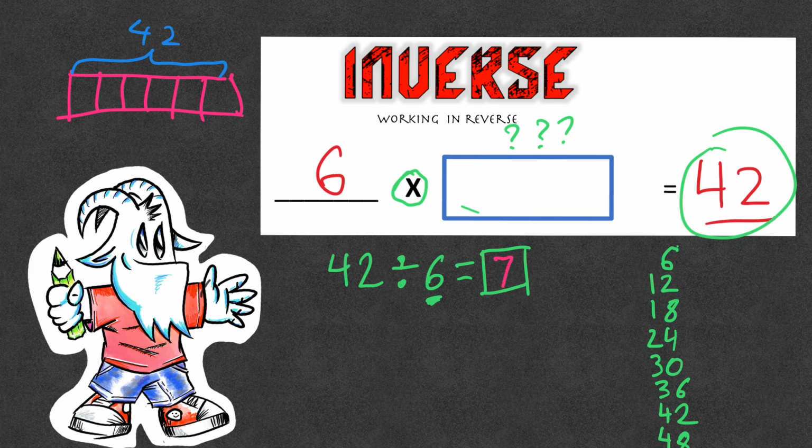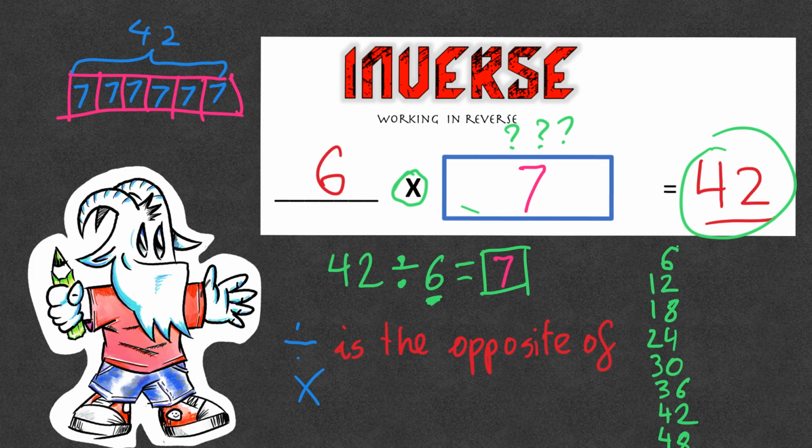So 7 groups of 6 make 42 altogether. So division is the opposite of multiplication, and that will work both ways.